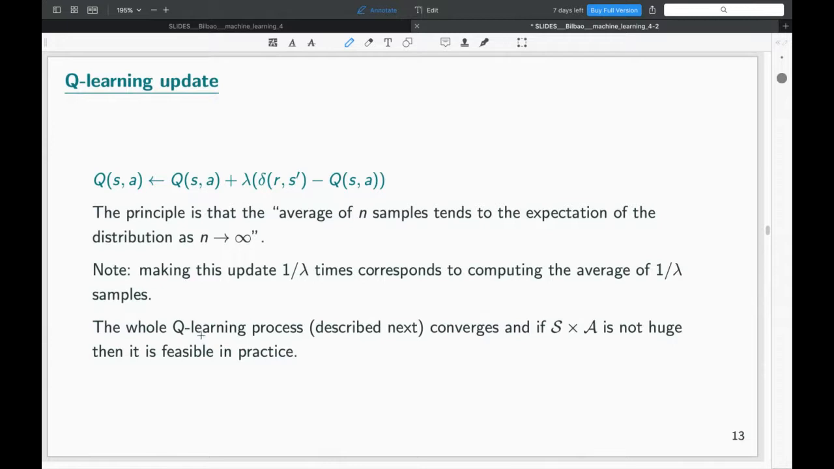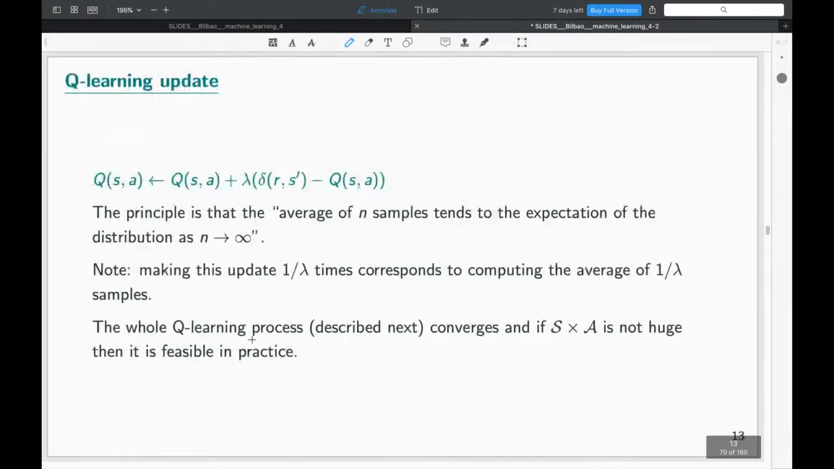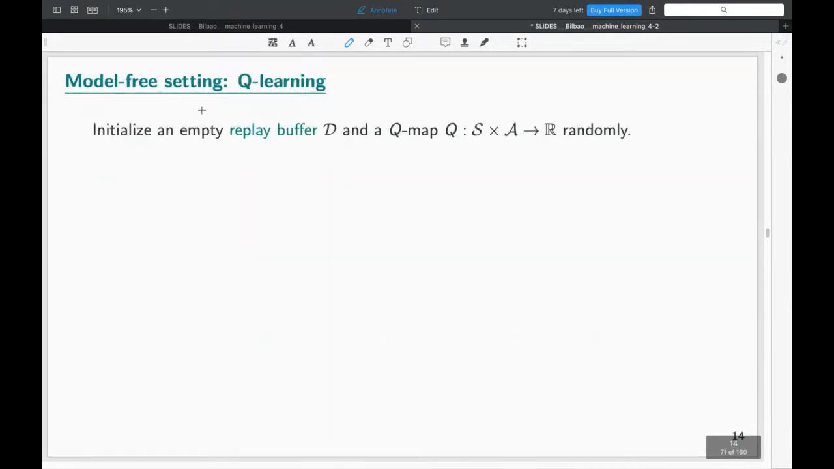So this process has theoretical convergence guarantees, and if the state space is not huge, then it is feasible in practice to apply it. Okay, so here is the overall algorithm for Q-learning. This way we see it from the beginning, and hopefully it helps to review all the steps.